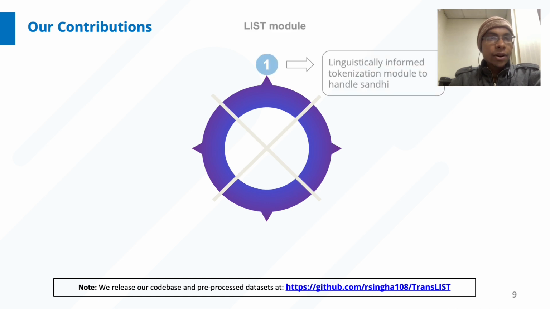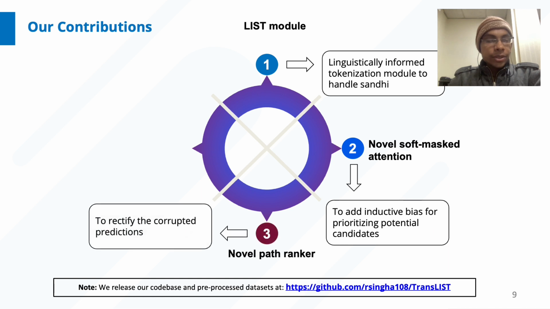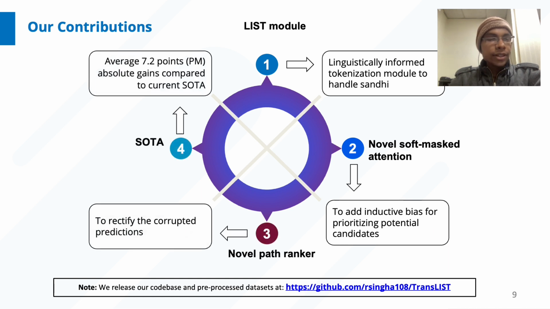Our main contributions are: we propose a linguistically informed tokenization module to handle the Sandhi phenomenon, a novel soft mask attention to add inductive bias for prioritizing potential candidates, and a novel path ranker to rectify the corrupted predictions. We achieve state-of-the-art performance, with an average 7.2 points absolute gain in perfect match compared to the current state-of-the-art model.